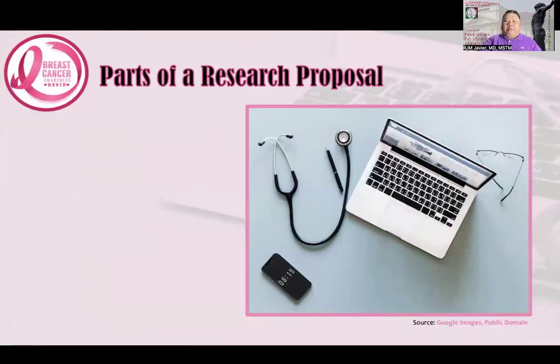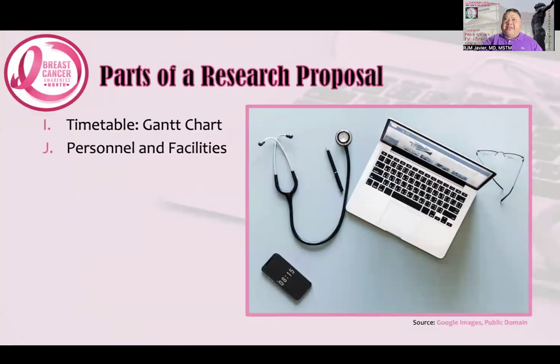Other parts of the research proposal will also include your timetable or your Gantt chart. We will briefly discuss this in a short while. Your personnel and facilities, meaning to say, for example, if there is a need to recruit a language expert. Let's say you have a tool that is written in French, and you want to convert it to the Filipino vernacular. So there might be a need for you to get a language expert, or a linguist individual who will be able to translate your tool into something that will be relevant to your study subjects.